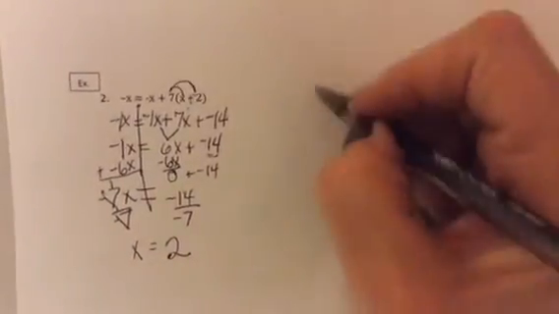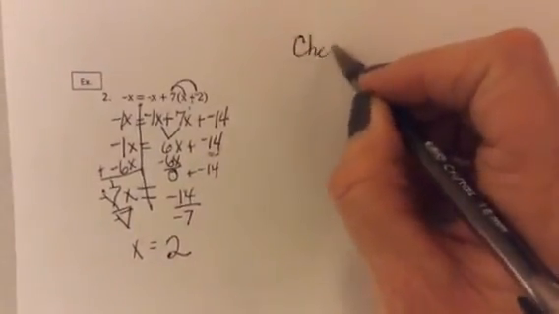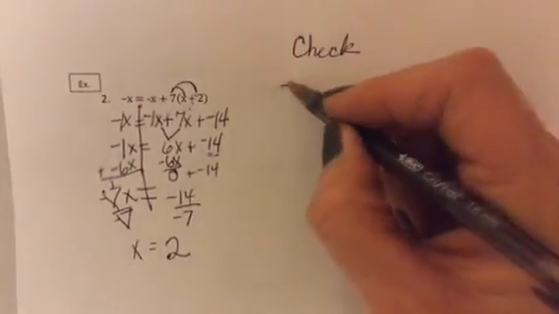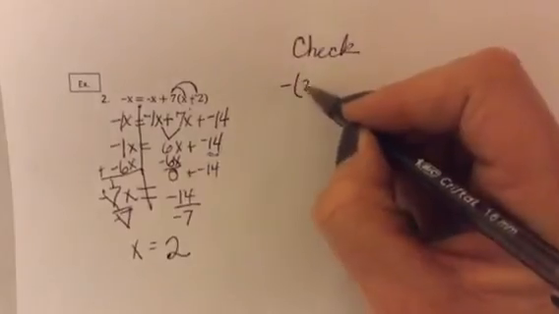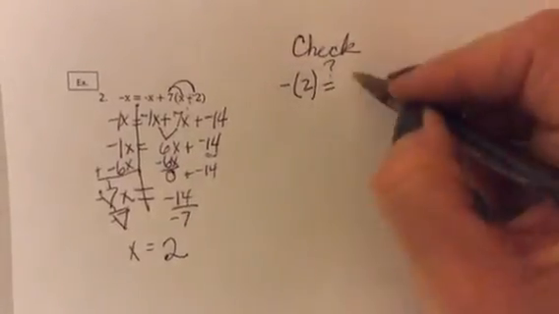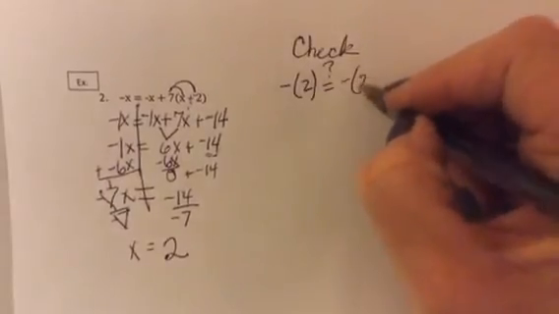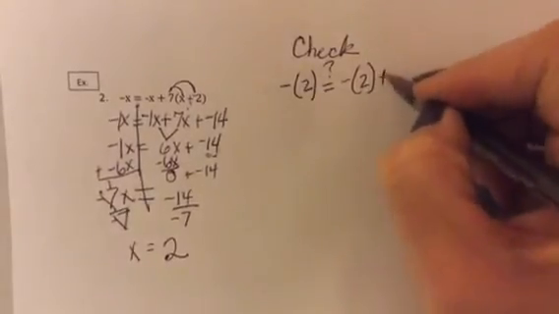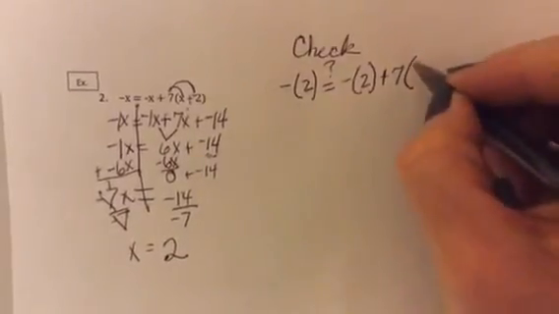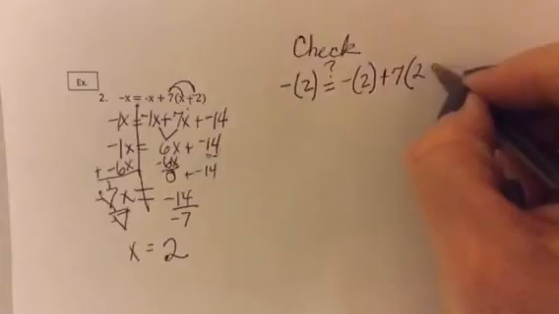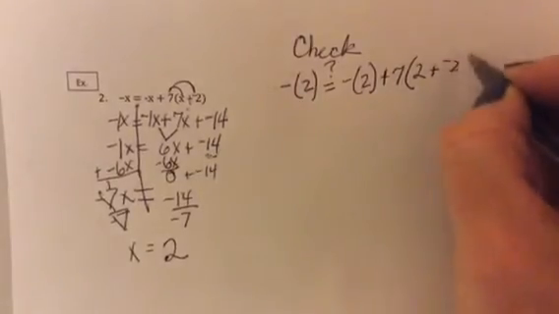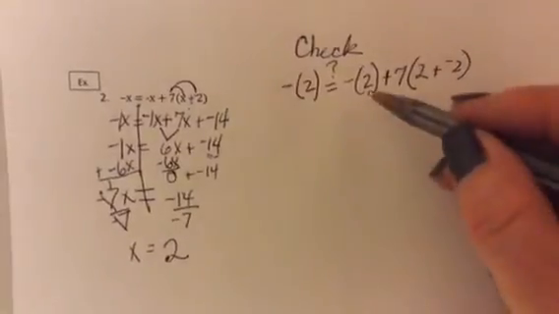So let's check it. When we go to check it, we are going to plug in 2 wherever we see an x. So I've got -x, so I'm going to put in 2 for x. I want to know, does that equal -x again, so -2, plus 7 times the quantity x, which is going to be 2, plus -2, same thing though, that's okay.